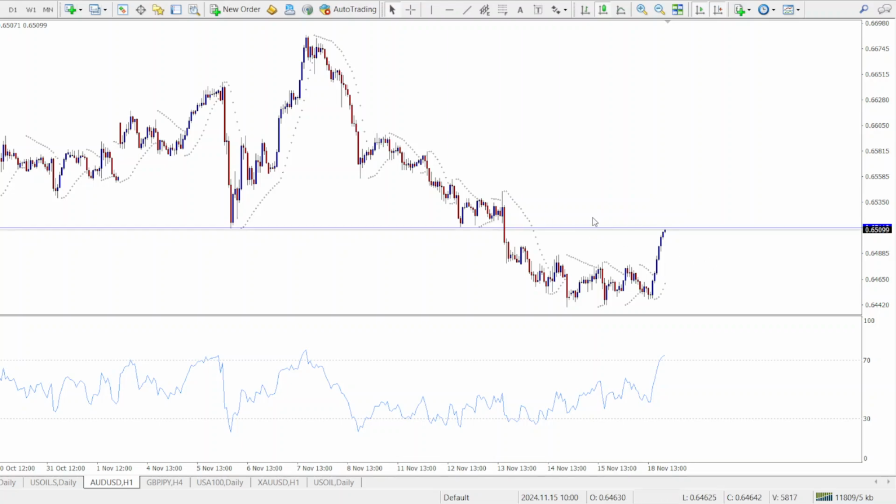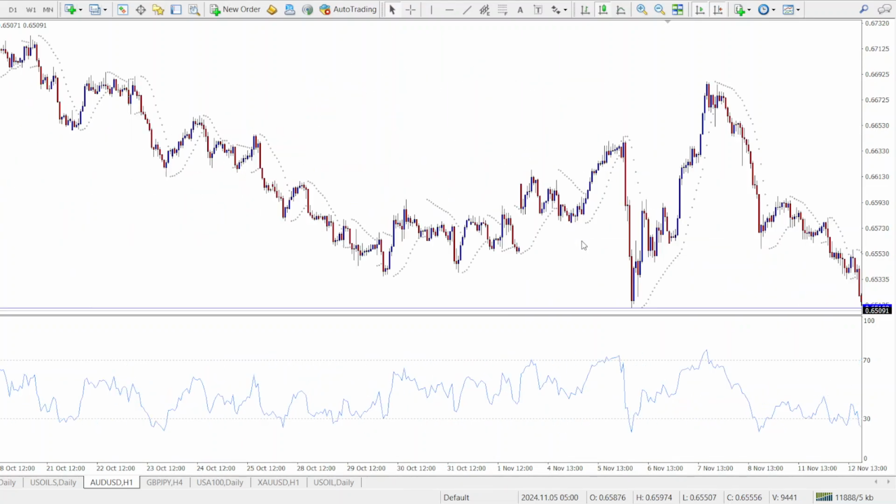For the Parabolic SAR, this indicator is fantastic for identifying trends. All right, as you can see, it plots a series of dots above or below the price chart. Now, if the dots are below the price chart or below the candlesticks, it indicates an uptrend. Okay, if they are above the candlesticks, it suggests a downtrend. All right, pretty straightforward, very straightforward.